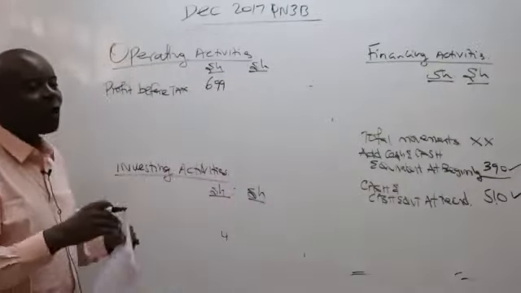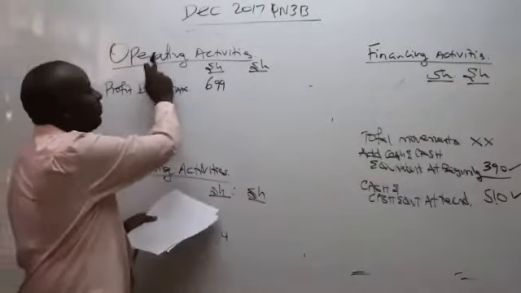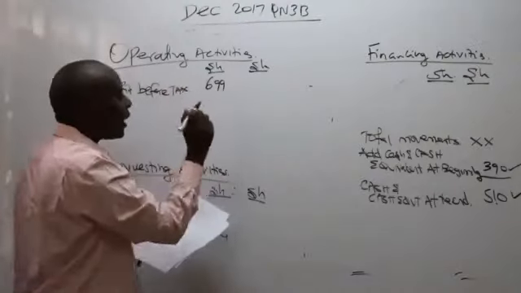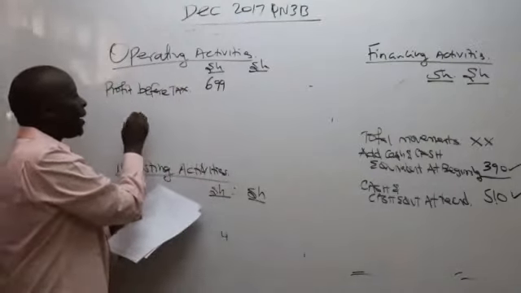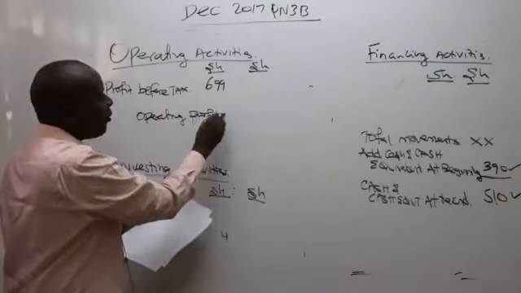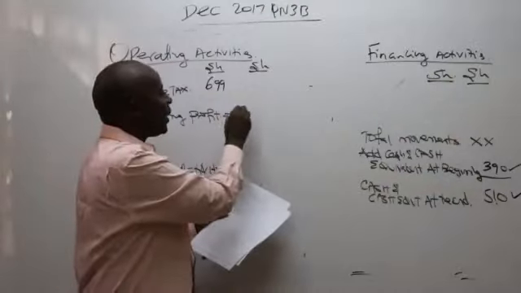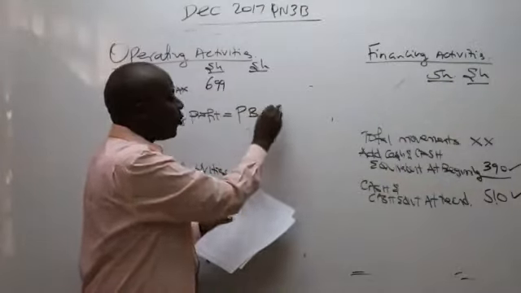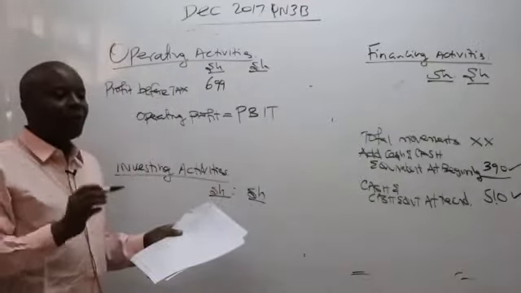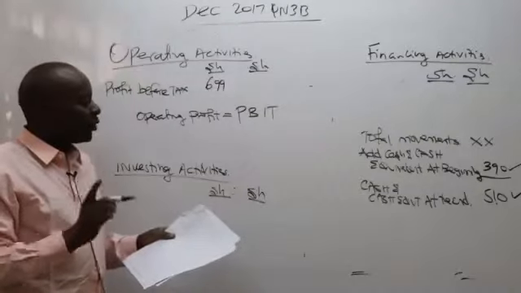And now you'll have to recall very fast, my good students, that when we talk of operating activity, we are supposed to start straight away with operating profit. You should remember that, as I taught you in finance. We know that operating profit is profit before interest and tax.